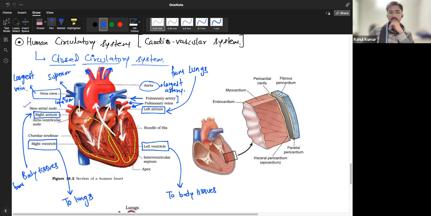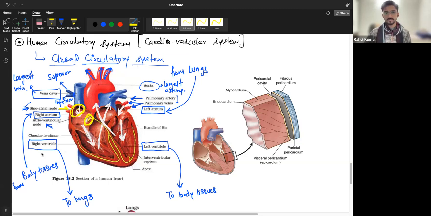One is this SA node, sinoatrial node. Then there is this AV node, atrioventricular node. Now, if you look at the location, I will be using a different color. Let's say purple. Purple is not visible. Which color should I use? Should I use yellow? Yeah. So one location is here, this is for the SA node. Other location is here, this is for the AV node.